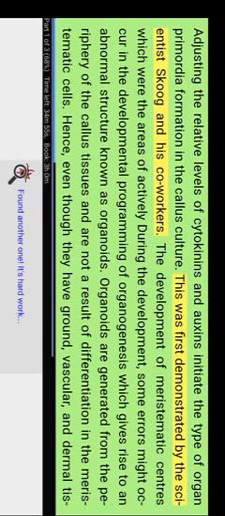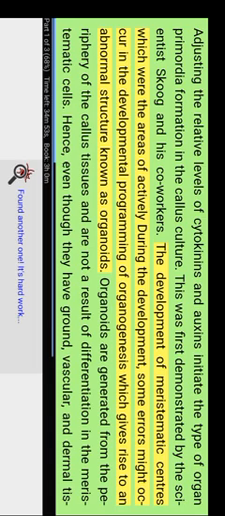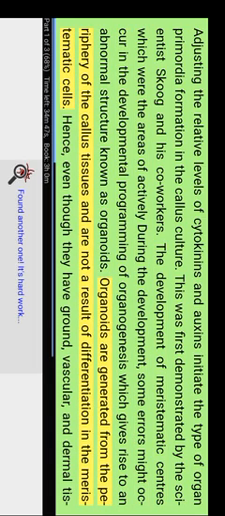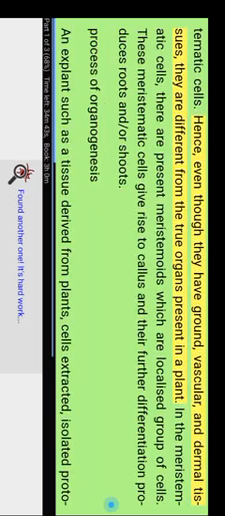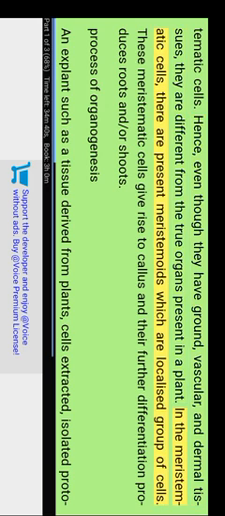This was first demonstrated by the scientist Skoog and his coworkers. The development of meristematic centers, which were the areas of activity during the development. Some errors might occur in the developmental programming of organogenesis, which gives rise to an abnormal structure known as organoids. Organoids are generated from the periphery of the callus tissues and are not a result of differentiation in the meristematic cells. Hence, even though they have ground, vascular, and dermal tissues, they are different from the true organs present in a plant. In the meristematic cells, there are meristemoids, which are localized groups of cells. These meristematic cells give rise to callus, and their further differentiation produces roots and/or shoots. Process of organogenesis.